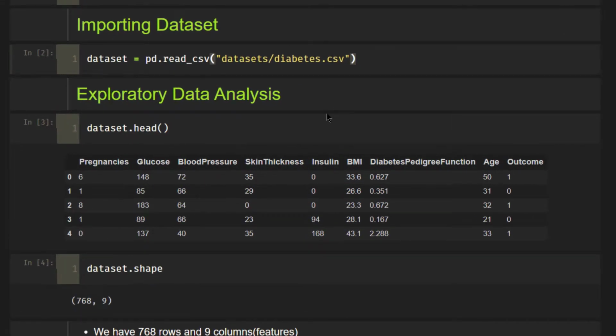Then it's time for exploratory data analysis. Now, what is exploratory data analysis? You can say I'm trying to see what my data is trying to tell me: what features are related, and what columns affect my outcome most. That's all we're trying to see.